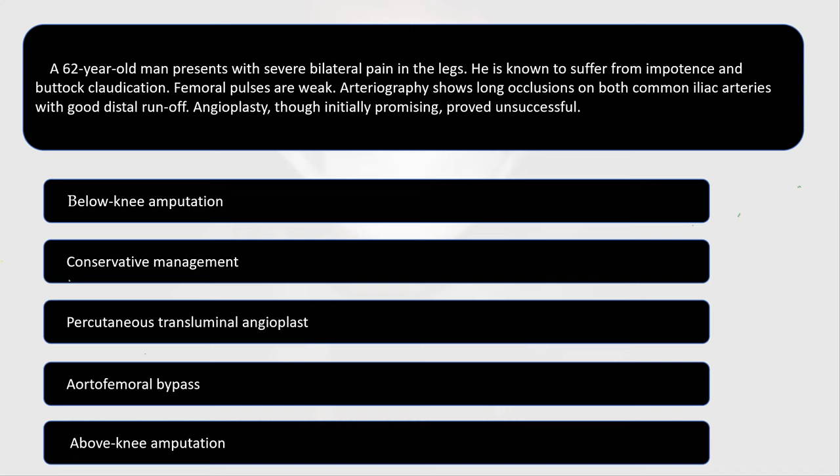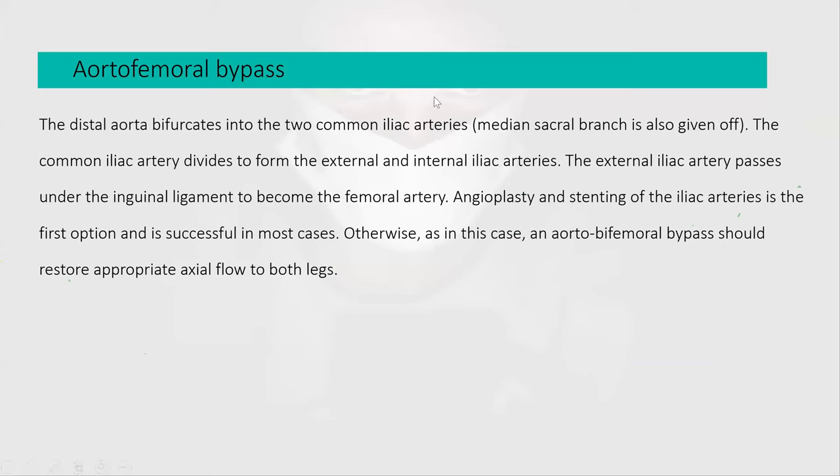Why? Because the common iliac arteries are occluded, on both sides. So you need to create a bypass from the iliac to the femoral, possibly on both sides. But why not angioplasty? Because it proved unsuccessful. Exactly. But in this case, the internal iliac arteries will not be addressed, right? The bypass is to the external iliac artery, right? The internal iliac arteries will not be addressed in this case. It is aortobifemoral anyway.